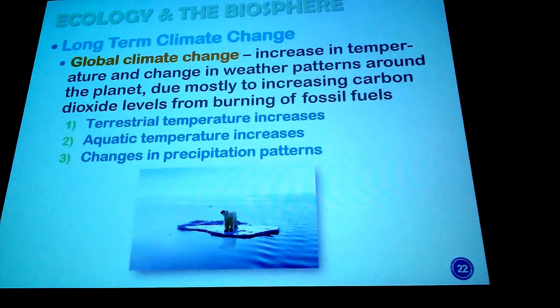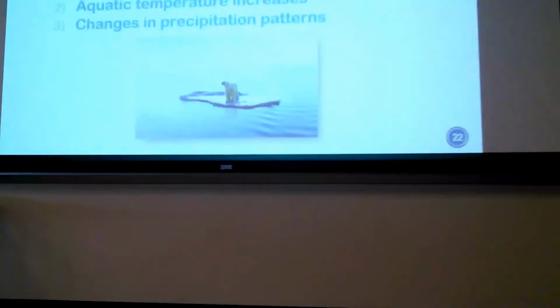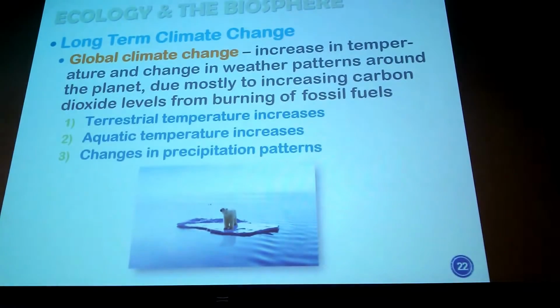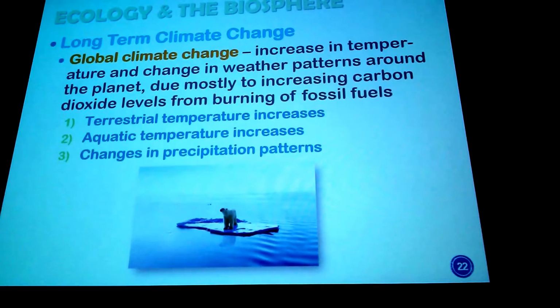Global climate change. Increasing temperature and change in weather patterns around the planet due mostly to increasing carbon. Terrestrial temperature increases. Aquatic temperature increases. And then we see changes in precipitation patterns.